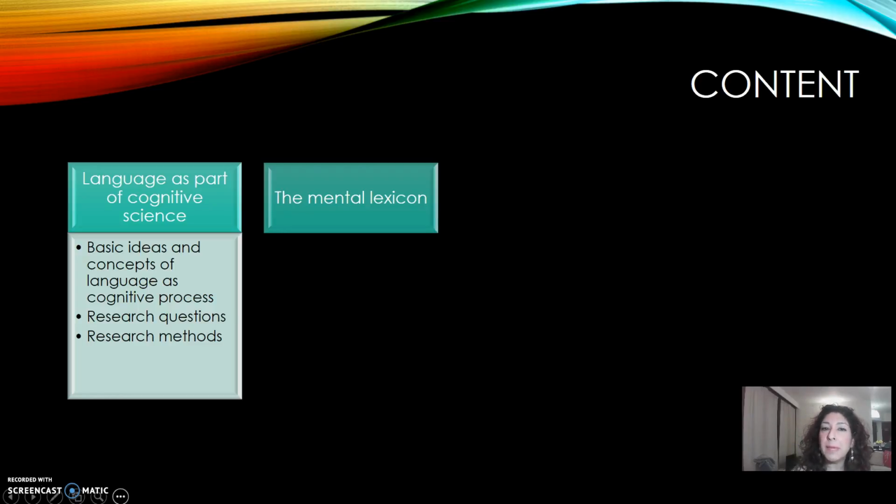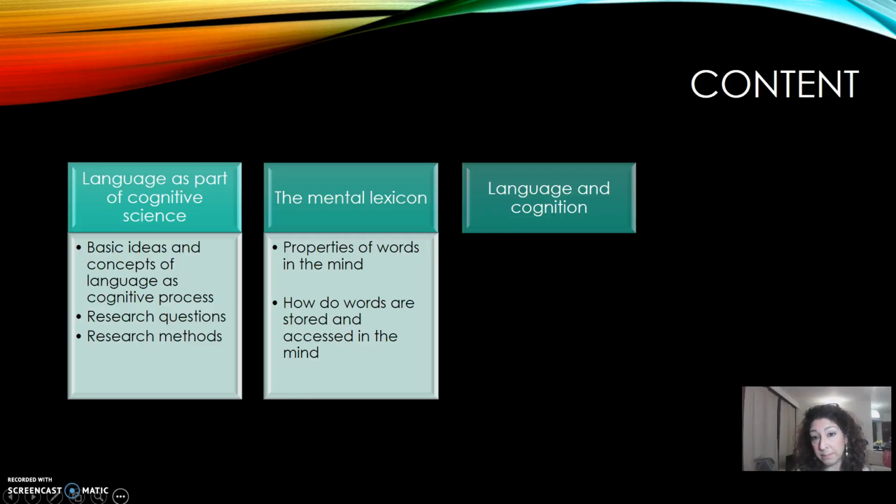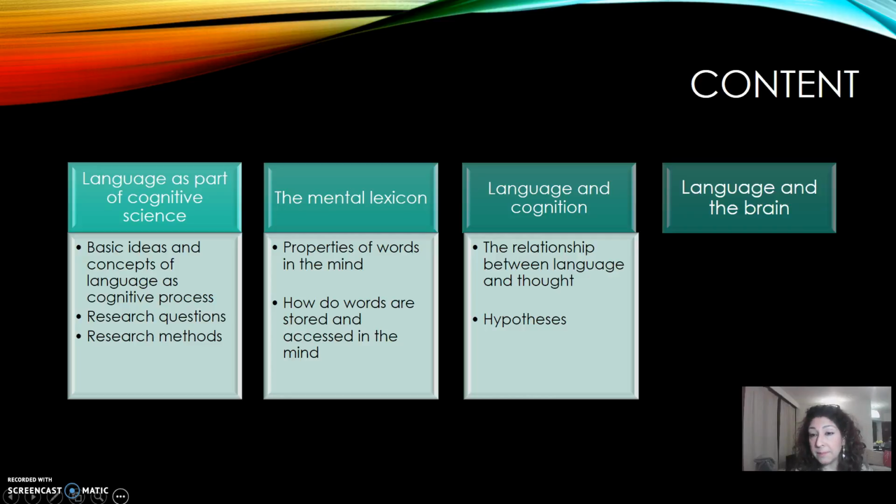We will study the mental lexicon, the properties of words in the mind, how the words are stored and accessed in the mind. Also, we will analyze language and cognition, this relationship between language and thought, and we will review some of the main hypotheses, such as whether language affects thinking.